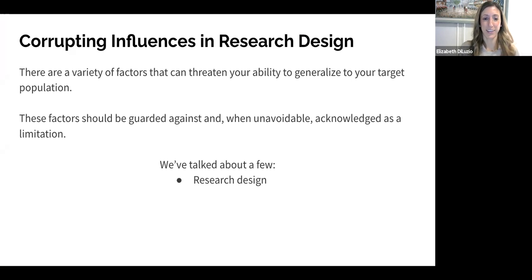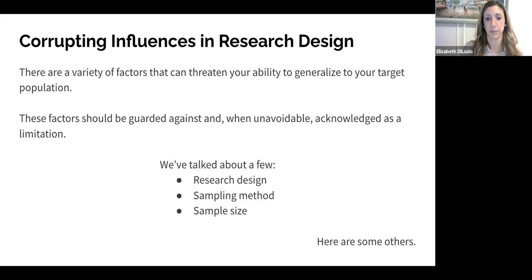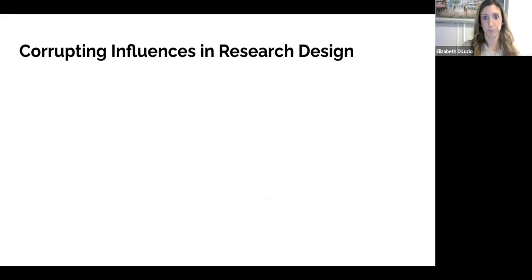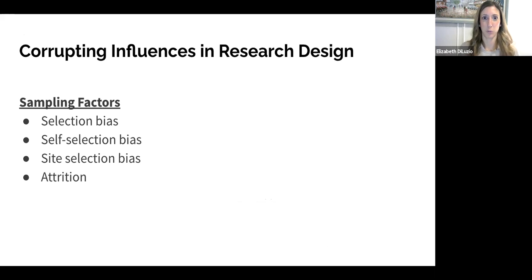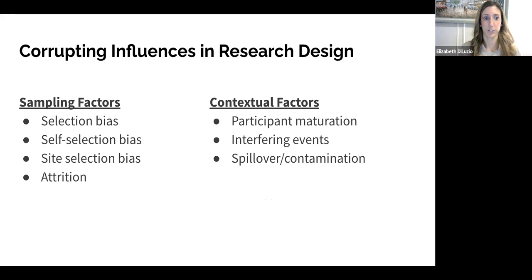Let's say that. Sampling method, we talked about that. Sample size is another one. If you have your target in mind, the 370 or whatever it was, but you don't reach that target sample size, that's a corrupting influence. It makes it harder to generalize to the population. So here are some others. I'll put them into two buckets too. They're sampling factors and they're contextual factors. And those are the 7, and I'll talk about each of them.